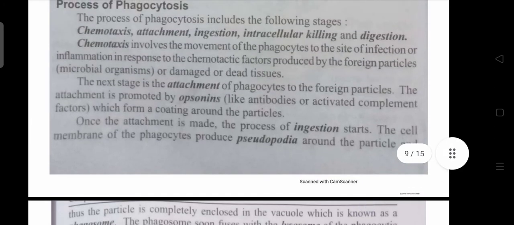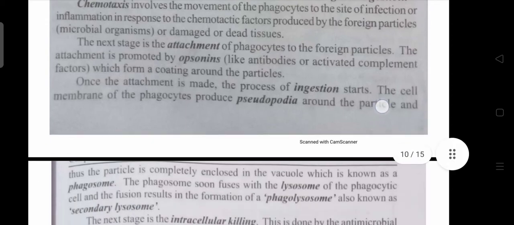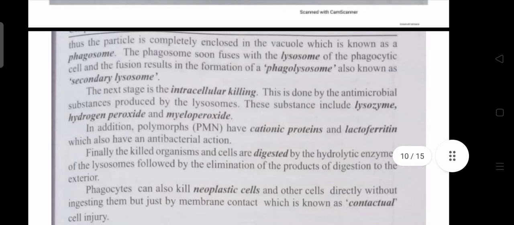First we learned chemotaxis. At the site of infection, the foreign particles secrete some factors, and in response to that, phagocytes move to the site of infection. Then they start attaching to the foreign particles. The attachment is promoted by opsonins, which create a coating around the particles. Then they take up the foreign particles using pseudopodia, and the particle is completely enclosed in a vacuole, which is known as a phagosome.